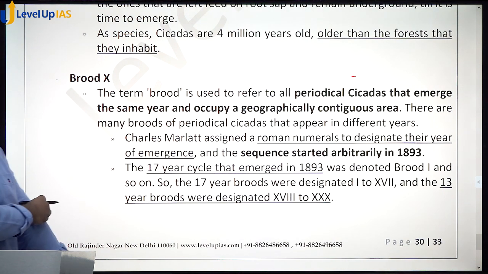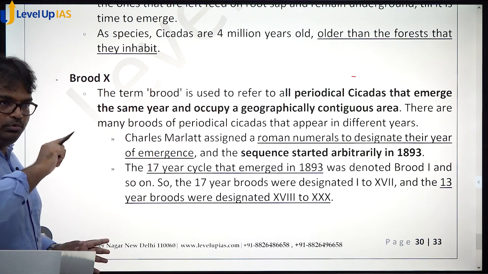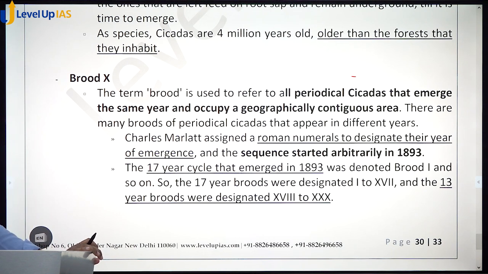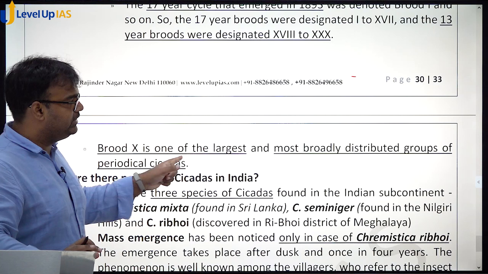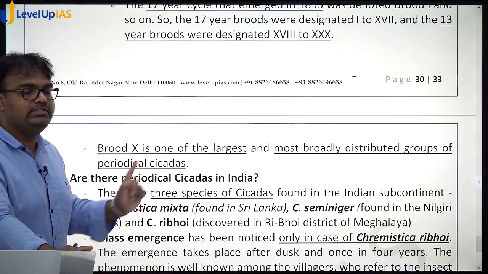So which ones would brood X be? The 17 years ones? Among brood 1 to 17, those are the 17 years ones. So brood X had come out. Now brood X is one of the largest and most broadly distributed groups of periodical cicadas.